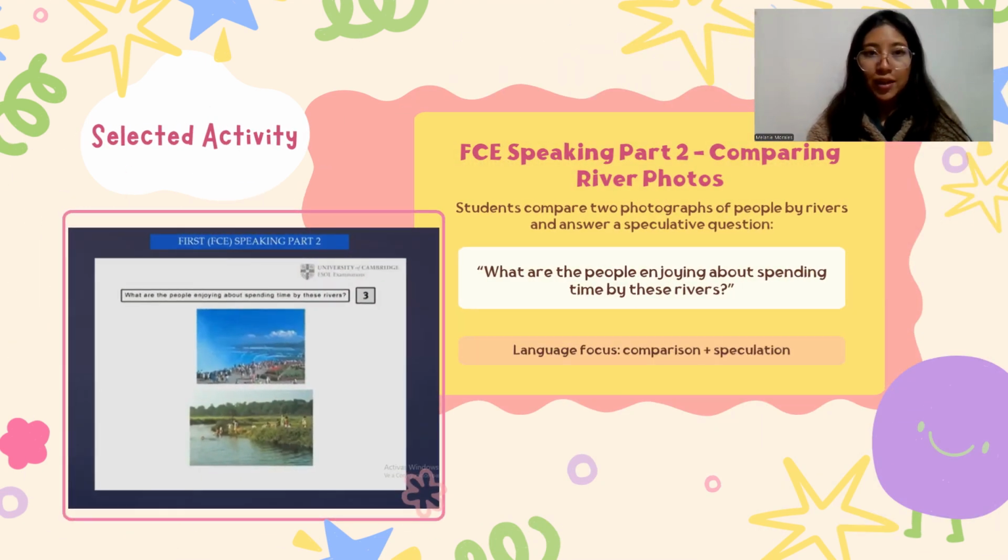So, let me start with the activity we chose. It's called FCE Speaking Part 2, Comparing River Photos. In this activity, we compare two photographs of people spending time by rivers. The teacher gave us a speculative question: what are the people enjoying about spending time by these rivers? Our main language focus was using comparatives and speculation words like might be, seem to, and look like.